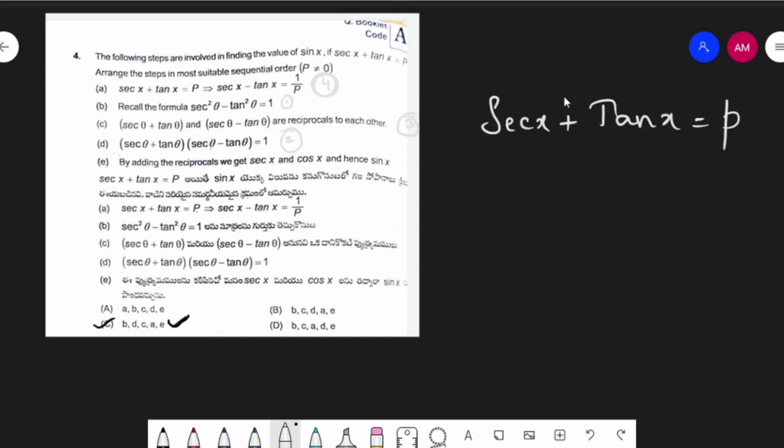So we have two equations, secant x plus tan x is equal to p, secant x minus tan x is equal to 1 by p. If we add those two, we get secant x, we get cos x, from there we get sin x. So E will be the final step. Okay, so let us see that. What is it? B, D, C, A, E. This is the order. Where is that? B, D, C, A, E. So option C is the right answer.